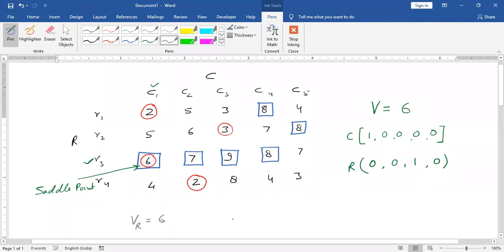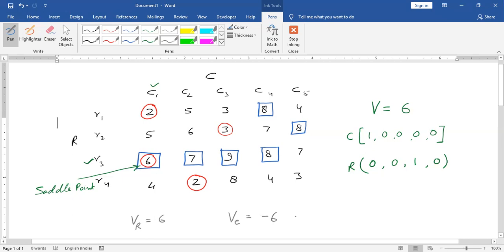If I ask the value of game for player C, it is equal to minus 6. That is why we always say it is a two-person zero-sum game, because there are two players and the value for player R is 6 and for player C is -6. When you add these two values, you get 0. That is why we call it a two-player zero-sum game.